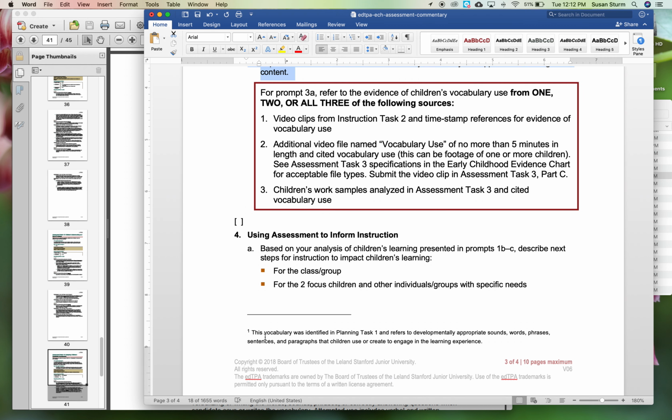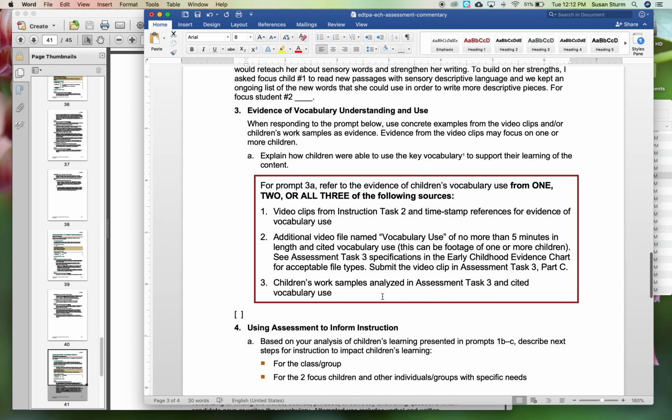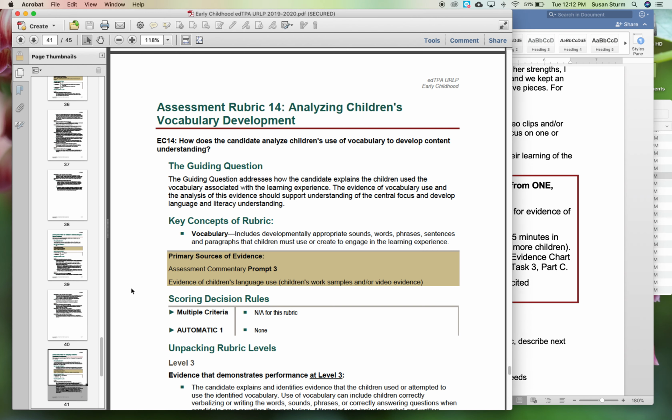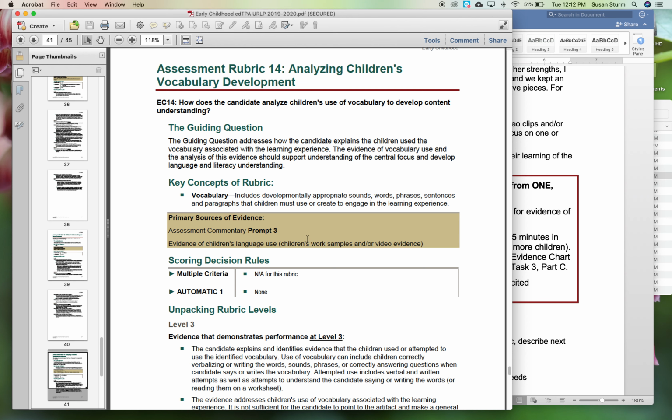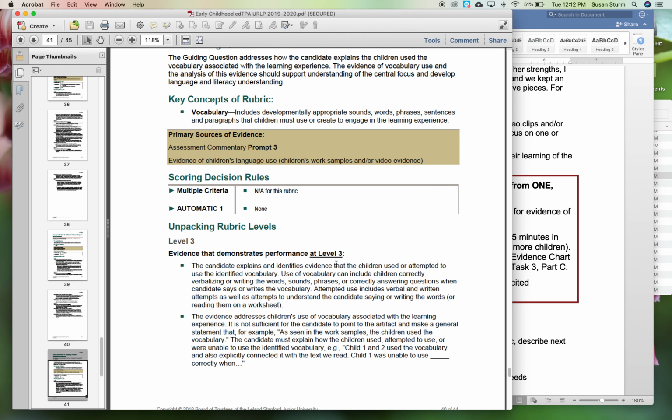And this little note says this vocabulary was identified in task 1 and refers to the developmentally appropriate sounds, words, phrases, sentences, and paragraphs that children use. So go back to what you wrote in task 1, and now they want to know what evidence do you have that the students were able to actually use that key vocabulary that you taught them? Okay, there's no auto 1 for this rubric, so that is good.